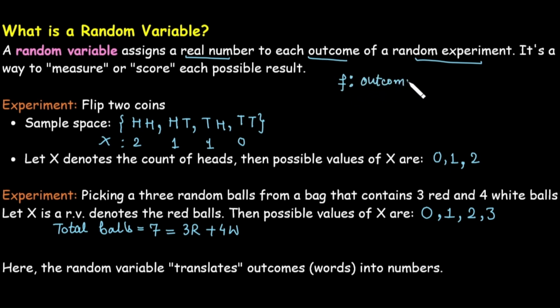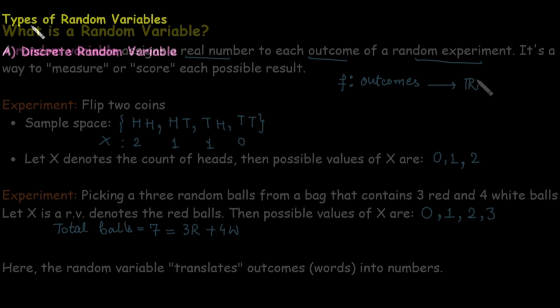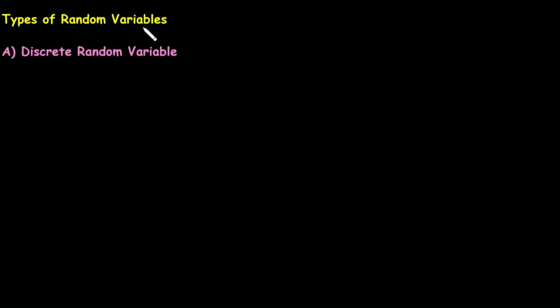Outcomes is assigned as real number. Next, we have types of a random variable.